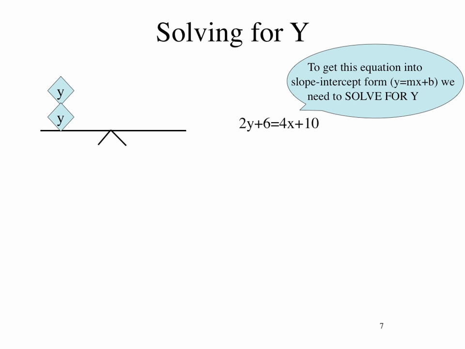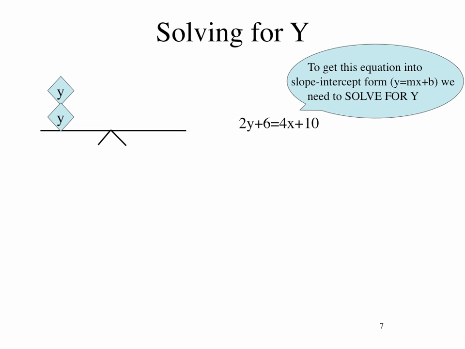The same sequence of steps is going to work when we have an equation with 2 variables and we're trying to get one of them by itself. Most often, the case where you'll have to do this is when you have an equation and you're trying to solve for y. So for example, if I give you the equation 2y plus 6 equals 4x plus 10, and I ask you to get it into slope-intercept form.